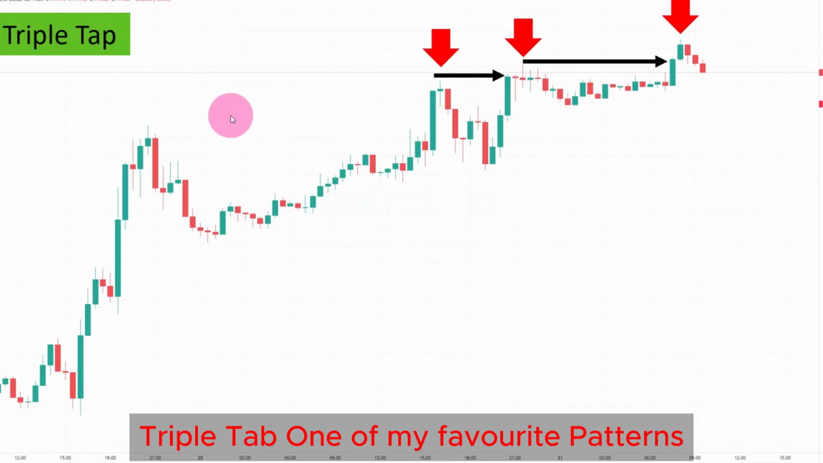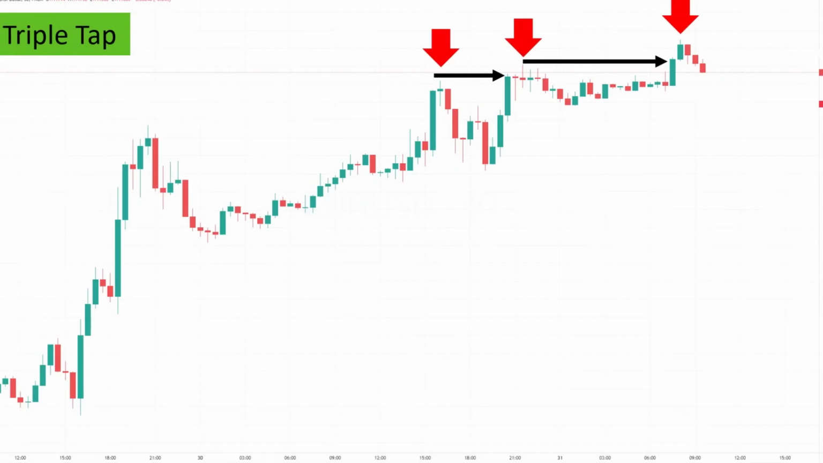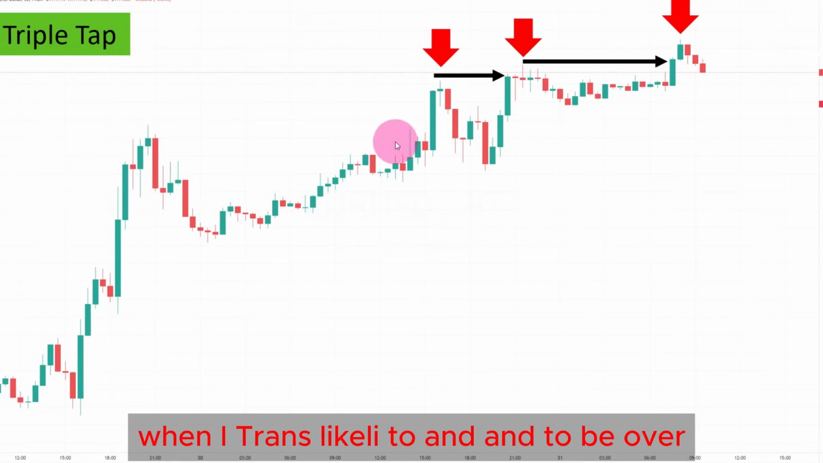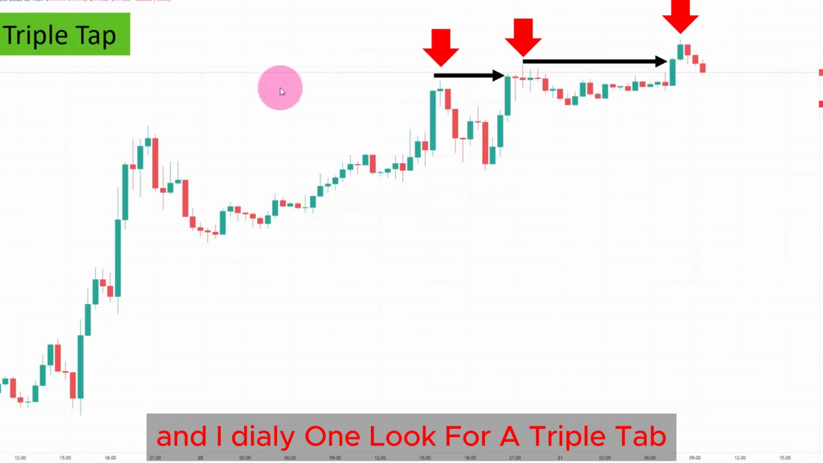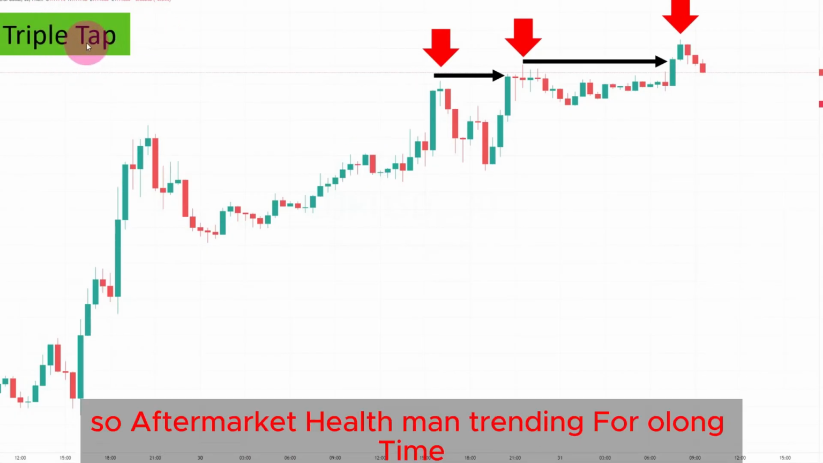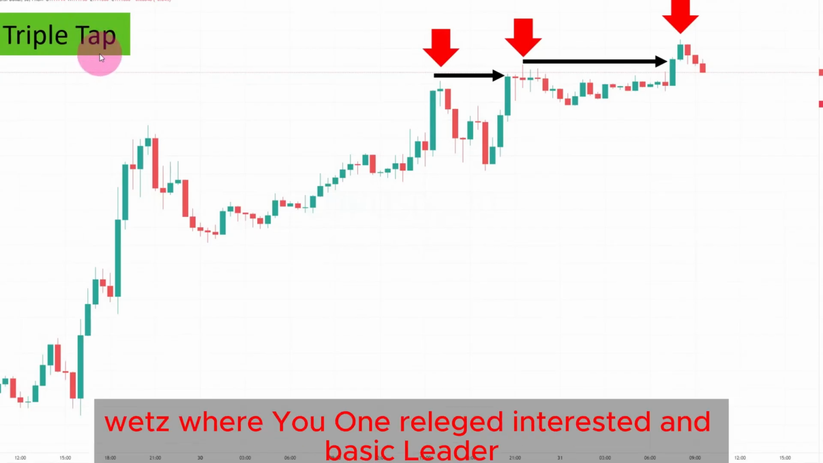Triple tap, one of my favorite patterns. It's a very, very important pattern to note. And the triple tap can help you understand when trends are likely to end and to be over. And ideally, you want to look for a triple tap in an existing trend. So if the market has been trending for a long time and then you see a triple tap, that's where you want to really get interested.